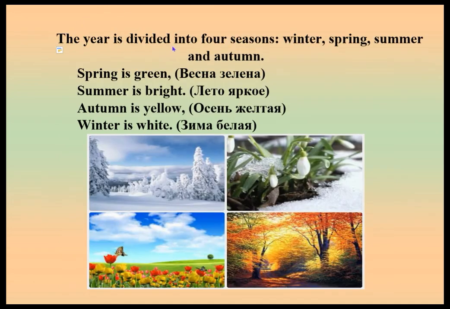The year is divided into 4 seasons: winter, spring, summer, and autumn. Repeat the poem about season of the year. Spring is green. Summer is bright. Autumn is yellow. Winter is white.